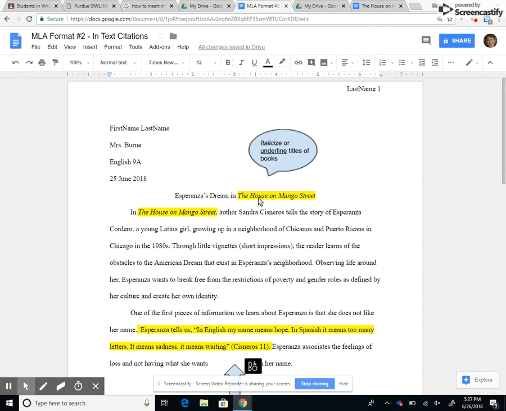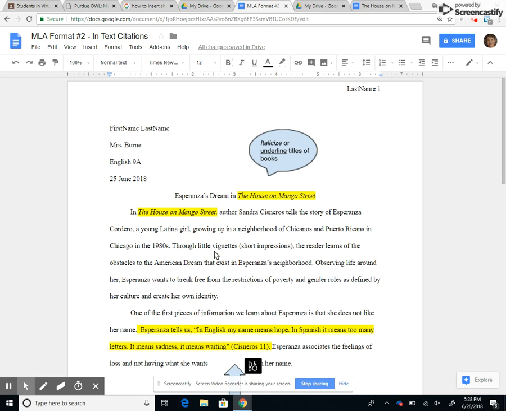This is called italicize. When you mention the title of a book, you have two choices. You can italicize the title of the book, which is, you select it up here in the toolbar, you see italic. Or if you don't like italics, you can underline titles. So those are the two choices. I selected italicize, so this is what I used to indicate that this is the title of a book.